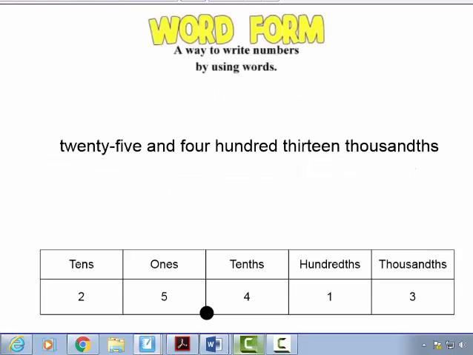Our first form is word form. This is the way to write numbers by using the words. For each number we see, we're going to spell it out using words. So we have 25 and 413 thousandths.